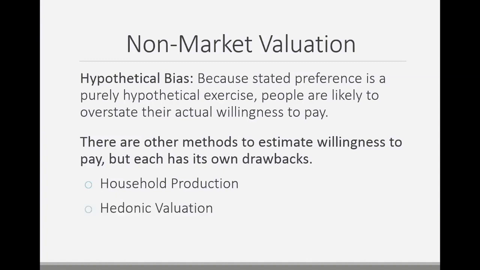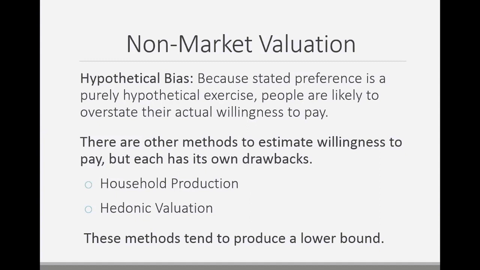Hedonic valuation looks at variation in the price of a market good as it relates to the non-market good. For example, we might find that houses close to major roads cost less than houses away from major roads due to the increase in dust and noise pollution close to the roadways. These methods have the advantage of avoiding hypothetical bias, but they may underestimate the true value of the non-market good. In some cases, it may be useful to use multiple methods of valuing a non-market good to obtain both an upper and lower bound of the true value of that good.